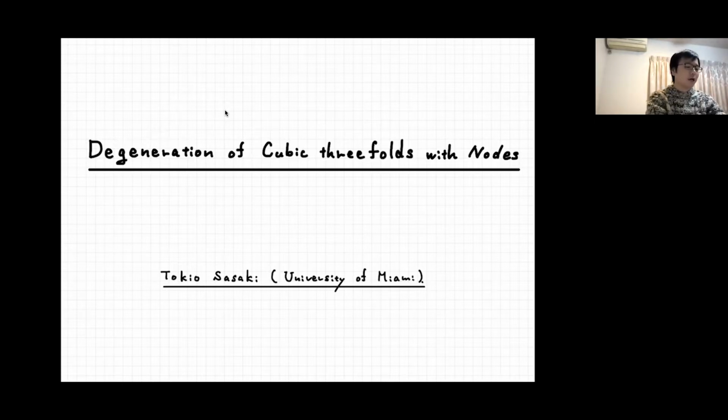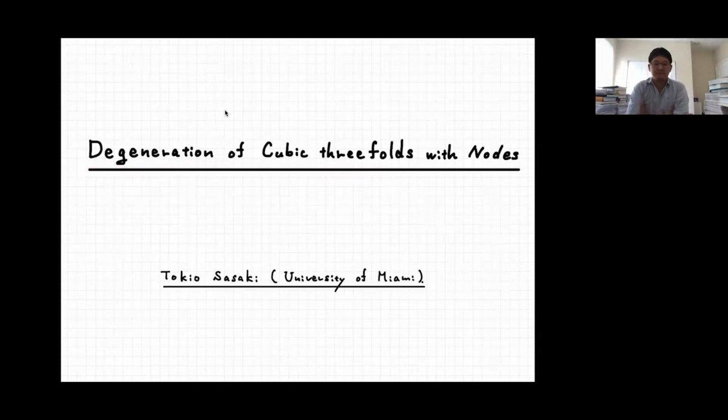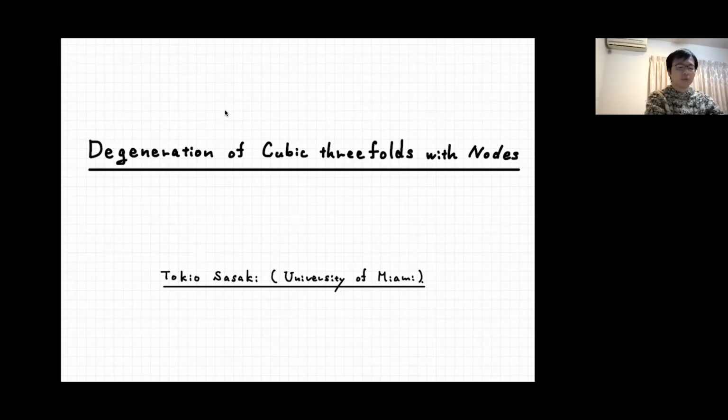And today I would like to talk about the degeneration of cubic threefolds. The title might be a little bit confusing; I should have used a different kind of title. I want to say that it is the smooth degeneration of smooth cubics towards a cubic threefold with nodes. So it's relating the nodes, not the degeneration of all cubic threefolds with nodes.